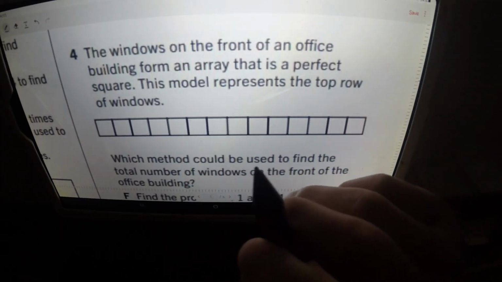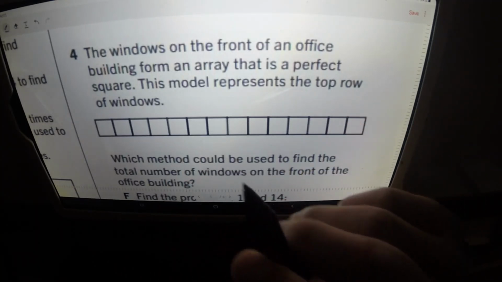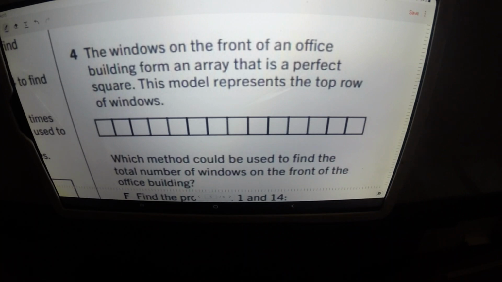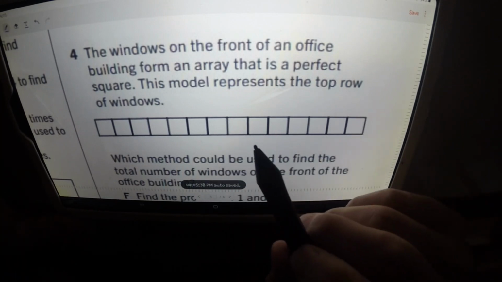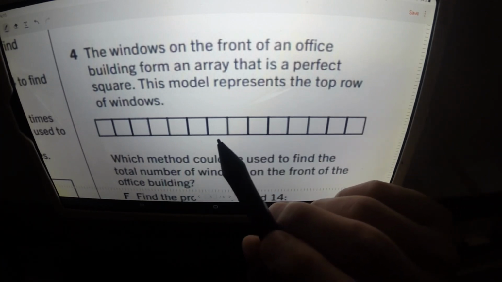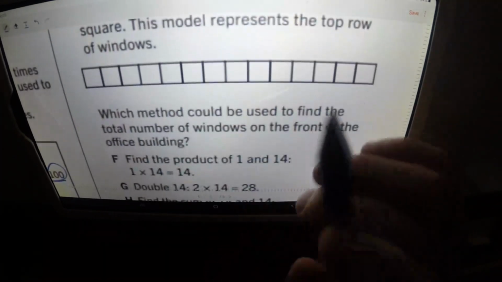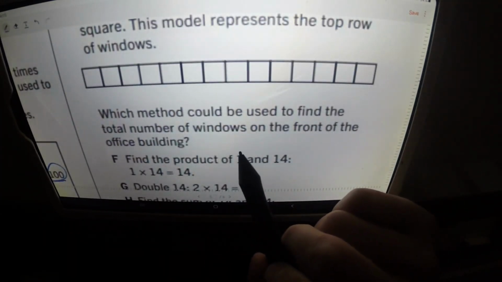Anyway, we're going to number 4. The windows on the front of an office building form an array that is a perfect square. This model represents the top row of the windows. Which method could be used to find the total number of windows on the front of the office building?